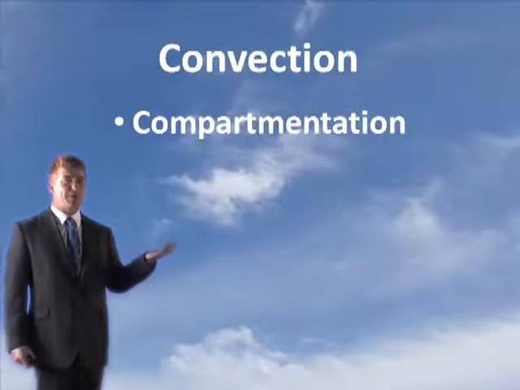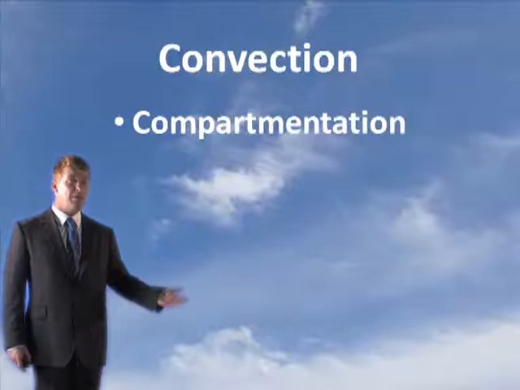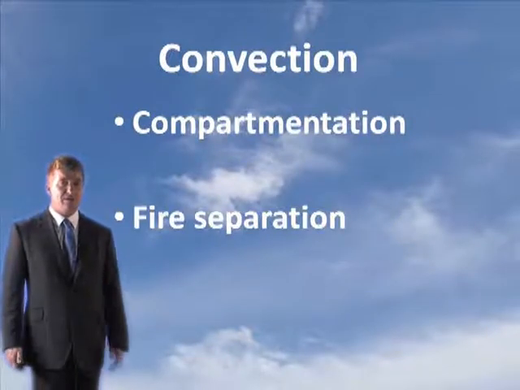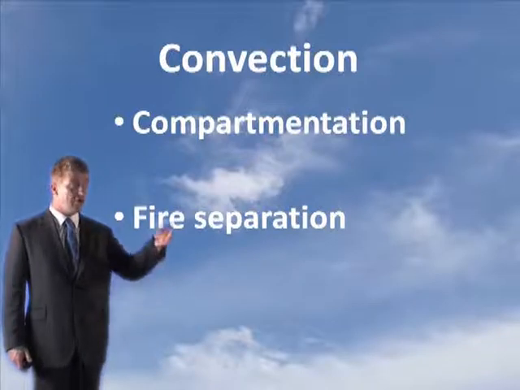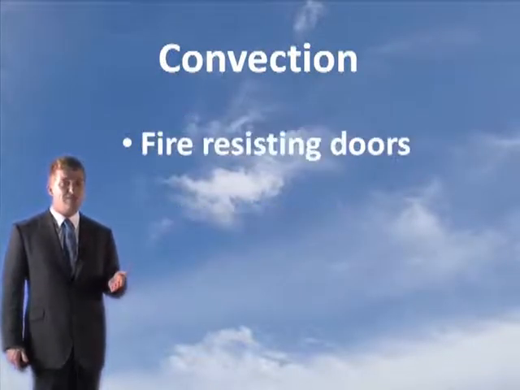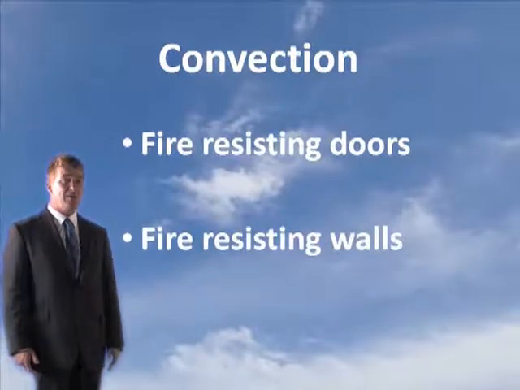And what happens? Basically, how do you prevent fire spread due to convection? Well, you compartment buildings. Compartmentation. You can use fire separation. Fire stopping openings. Don't let the fire get through openings. You can use fire-resisting doors. And finally, fire-resistant walls. So that covers convection.